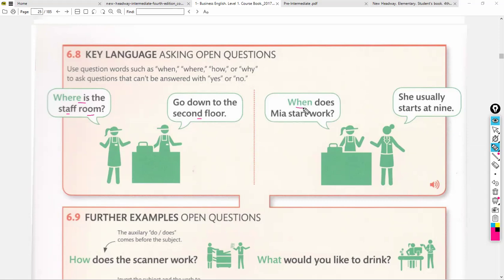It is the same with when, because when should be asked for time. Where should be asked for place. Notice when I say the floor, floor is a place. With the places, you have to use where. But with time, like at 9 o'clock on Monday or Tuesday, you have to use when. Why to ask for reason? Who to ask for people? And what to ask for things?